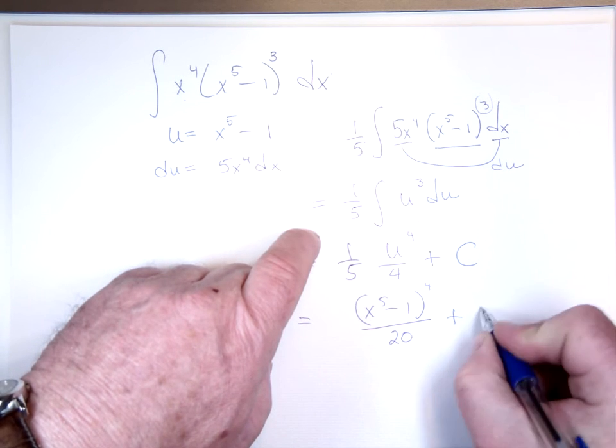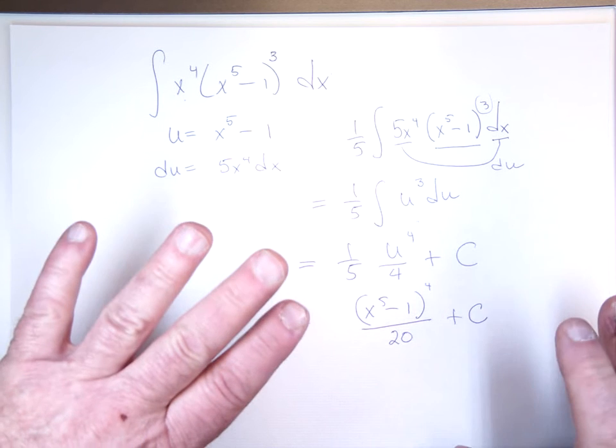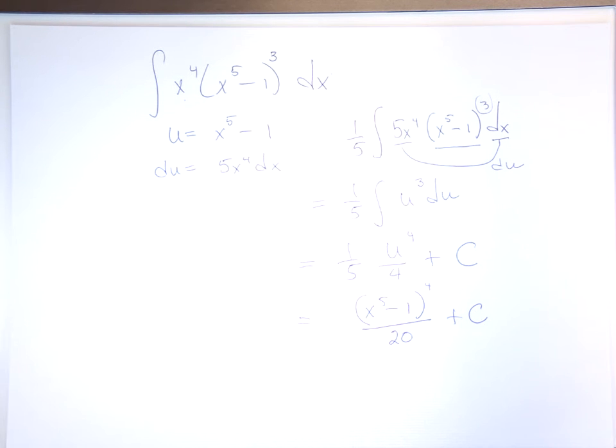Go ahead. So you're finding the derivative of the u. That's the way you find that? Yes. You get 5x to the fourth. Yep. From there, you're trying to simplify it, so you put a 1/5 in the front.